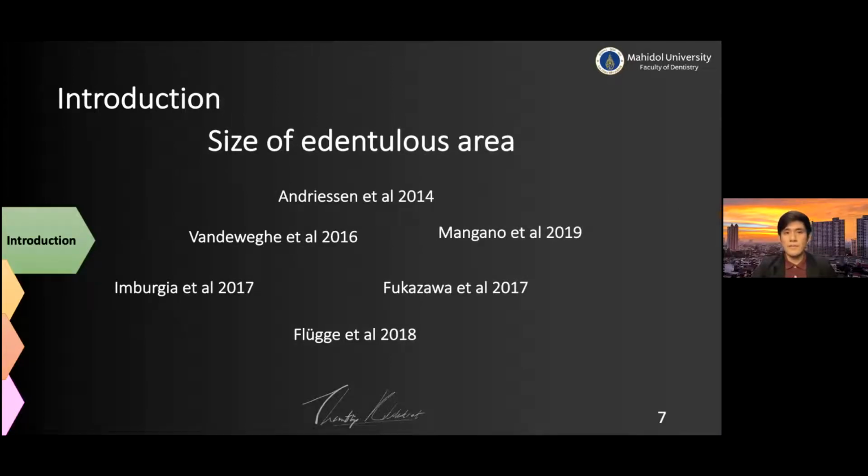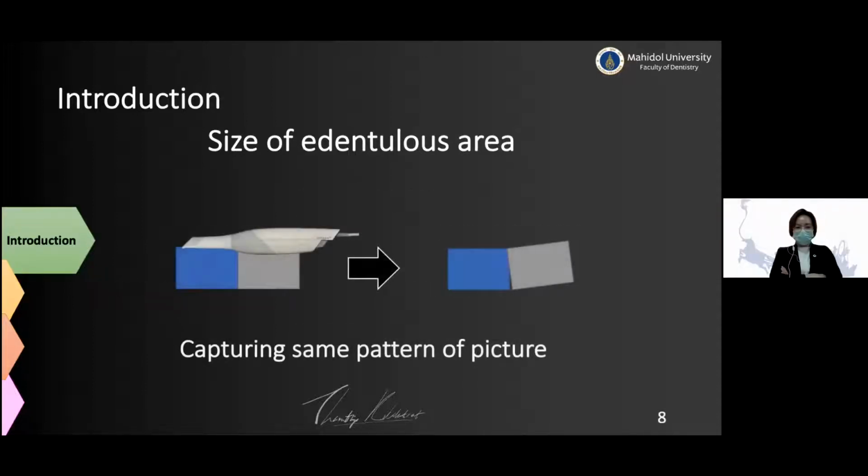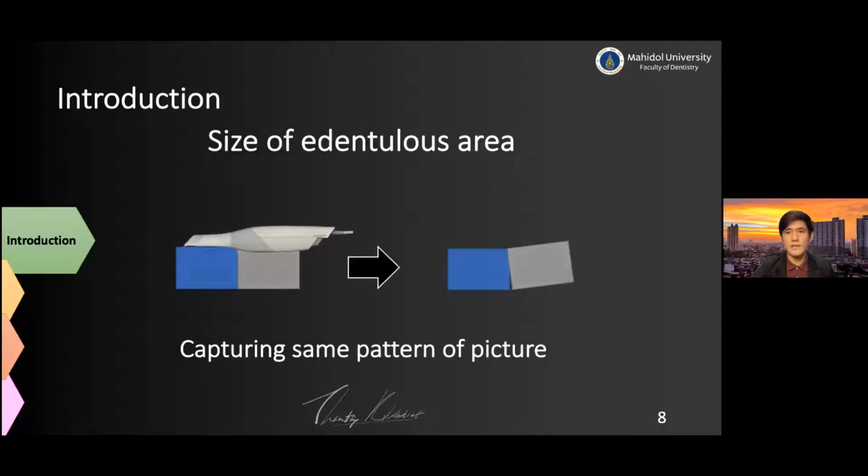A lot of papers reported that the larger size of the edentulous area creates more error than the smaller size of the edentulous area. So why was that? Because the intraoral scanner captures the same pattern of the picture on the edentulous side. So diagonal error from the scan model can occur after using the intraoral scanner.